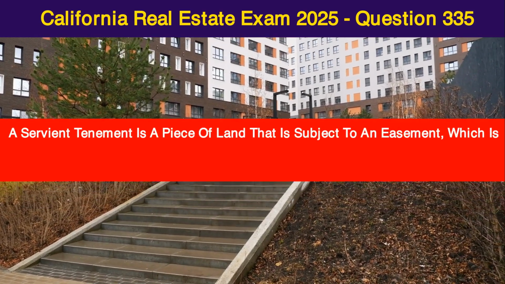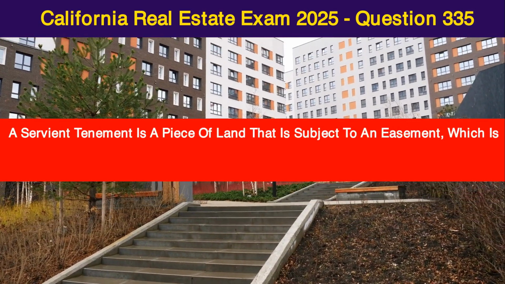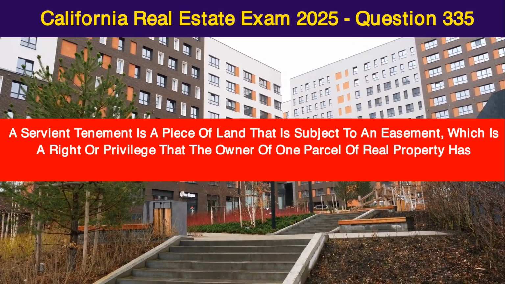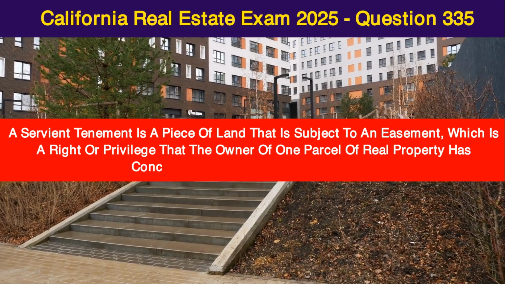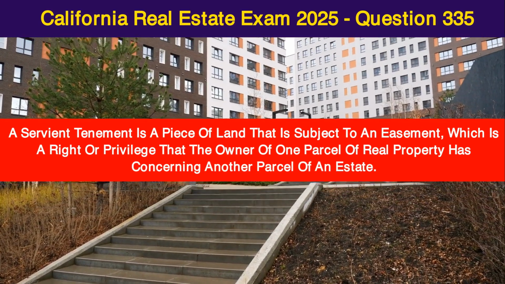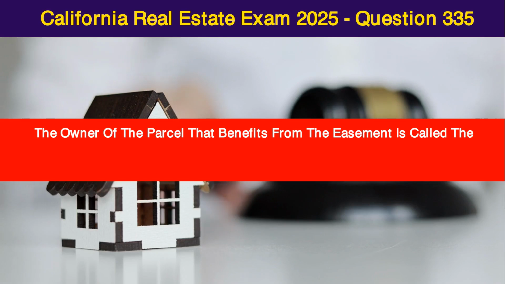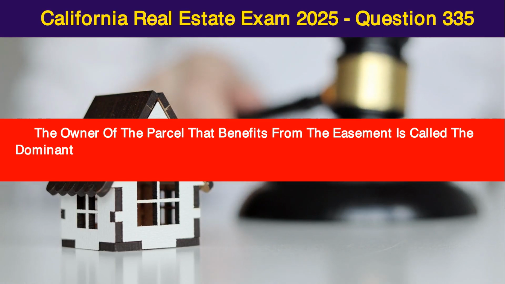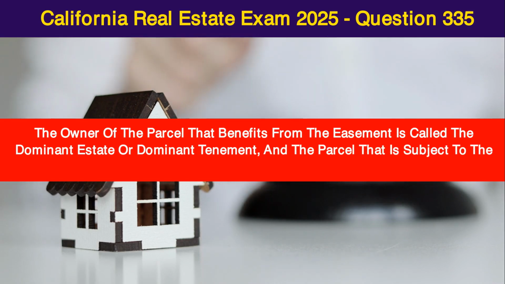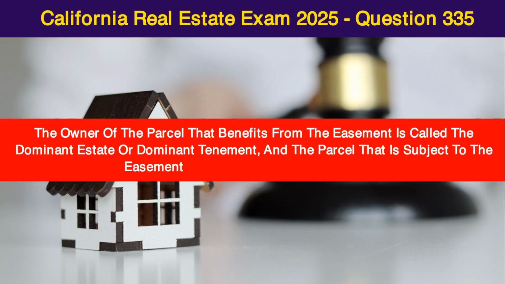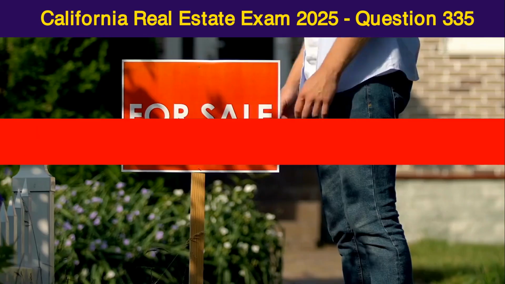A servient tenement is a piece of land that is subject to an easement, which is a right or privilege that the owner of one parcel of real property has concerning another parcel of an estate. The owner of the parcel that benefits from the easement is called the dominant estate or dominant tenement, and the parcel that is subject to the easement is called the servient tenement.